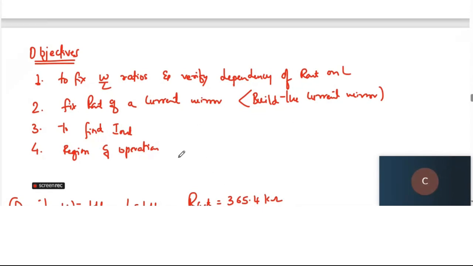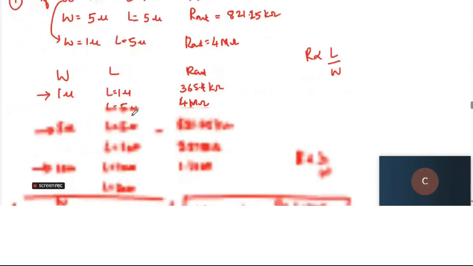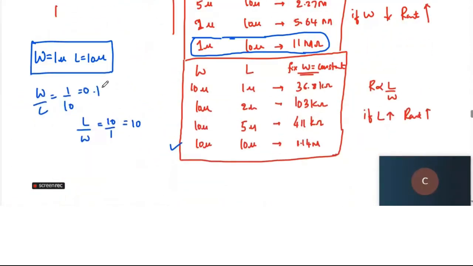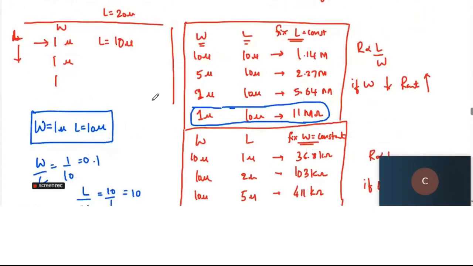And then now we'll try to build the current mirror, and we'll fix up that particular R out. So basically, to fix up R out means we have to fix up that particular MOSFET to have this ratio, W as 1 and L as 10 micro. So we can do that, or we can do the other way around also.